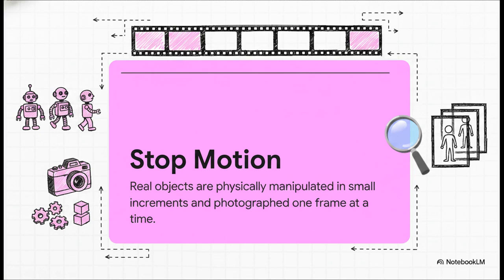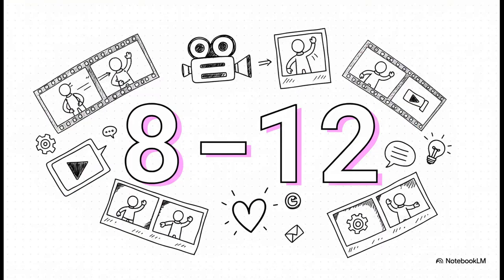You move a real object just a tiny bit, take a picture. Move it again, take another picture. And when you string hundreds of those photos together, the object just magically comes to life. The only downside, of course, is the absolutely staggering amount of time it all takes. So just how much time are we talking about?